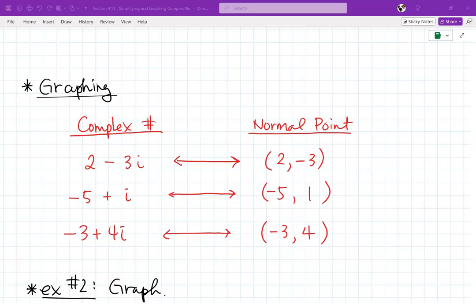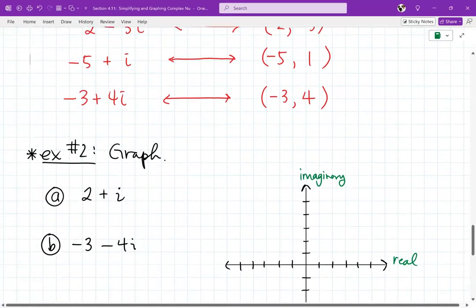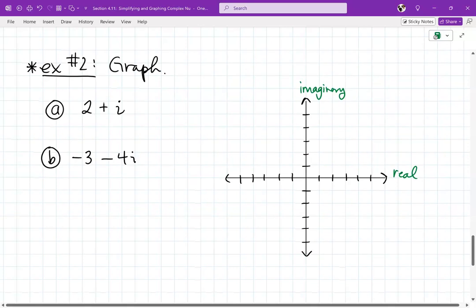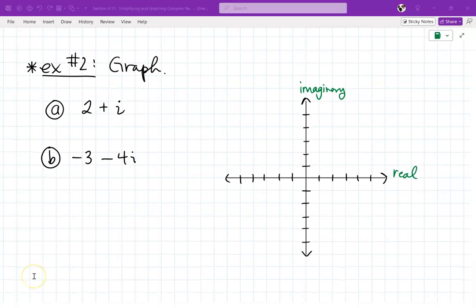It also works backwards, so we're going to do a little bit of each, okay? It works backwards where you can take a point and rewrite it as a complex number, and we will do that. So let me show you example number 2. And I'll pause this so you guys can write it down.